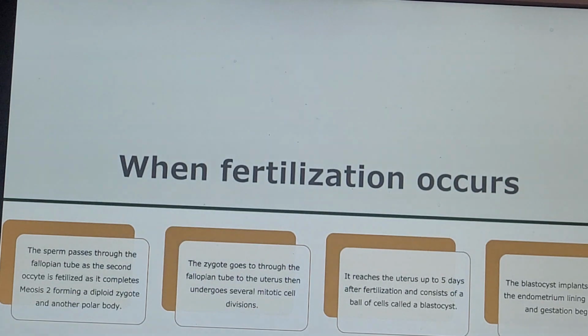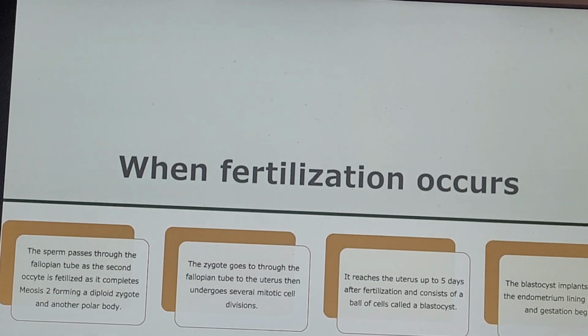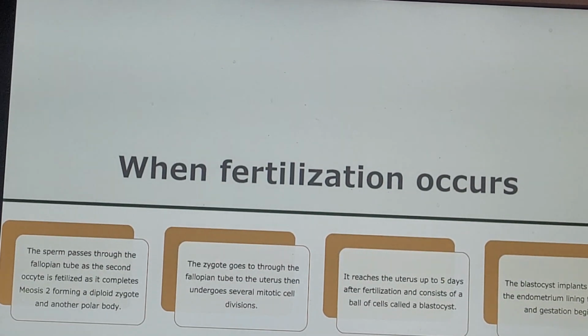When fertilization occurs, the sperm passes through the fallopian tube to the secondary oocyte. It is fertilized as it completes meiosis II, forming a diploid zygote and another polar body. The zygote goes through the fallopian tube to the uterus, then undergoes several mitotic cell divisions. It reaches the uterus up to 5 days after fertilization and consists of a ball of cells called a blastocyst. The blastocyst implants itself into the endometrium, lining the uterus, and gestation begins.